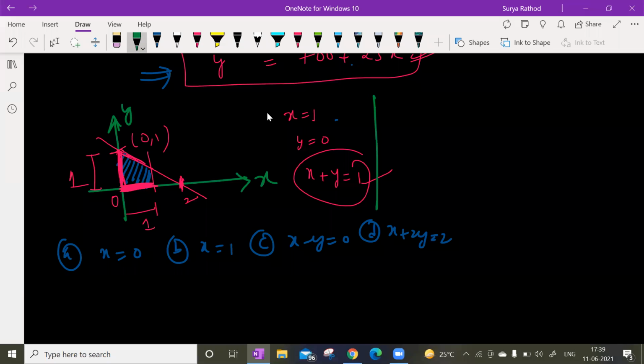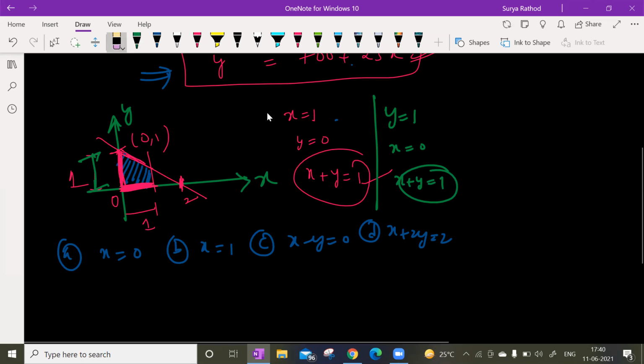So here x is equal to 1, right? Now Option C. y is equal to 1 and x is equal to 0 for this line. For this line, y is equal to 0, y is equal to 1, x is equal to 0. So what can I write here? x plus y is equal to 1 only. If I substitute 0, I'm going to get y is equal to 1 only. Or simply y is equal to 1 you can write.